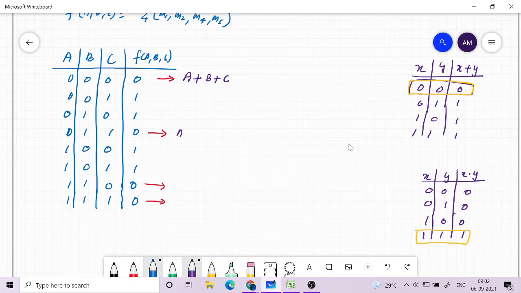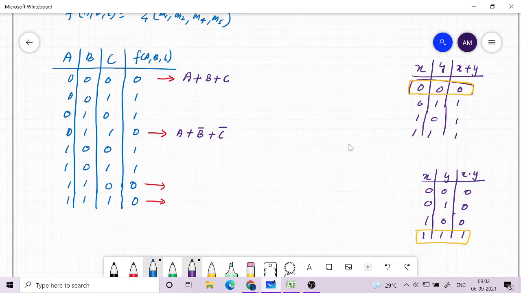So I can write it like this: a plus b bar plus c bar. I can write like this, right? So when a equal to 0 and b equal to 1, c equal to 1, right? When b equal to 1 means b bar equal to 0, and c equal to 1 means c bar equal to 0. So when individually each of these terms is 0, then we are insisting all of them become 0, then only the entire term becomes 0.